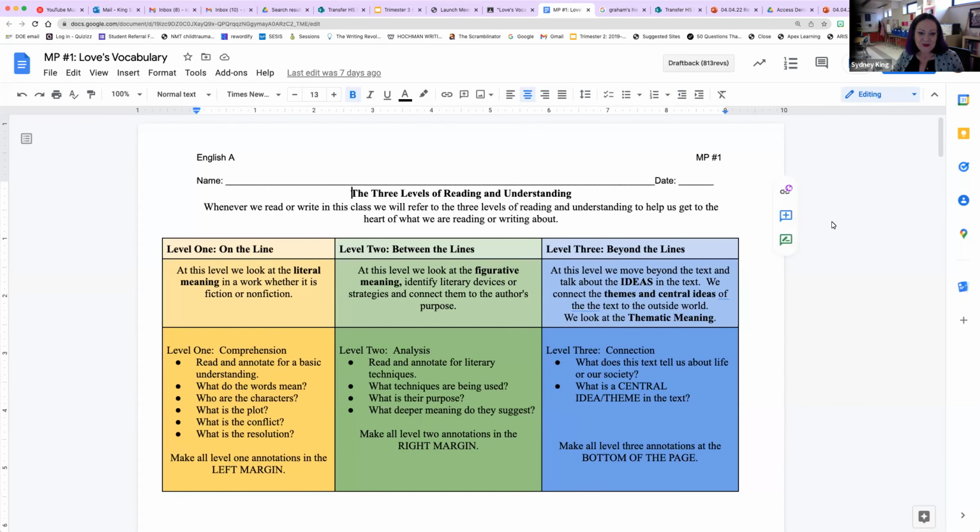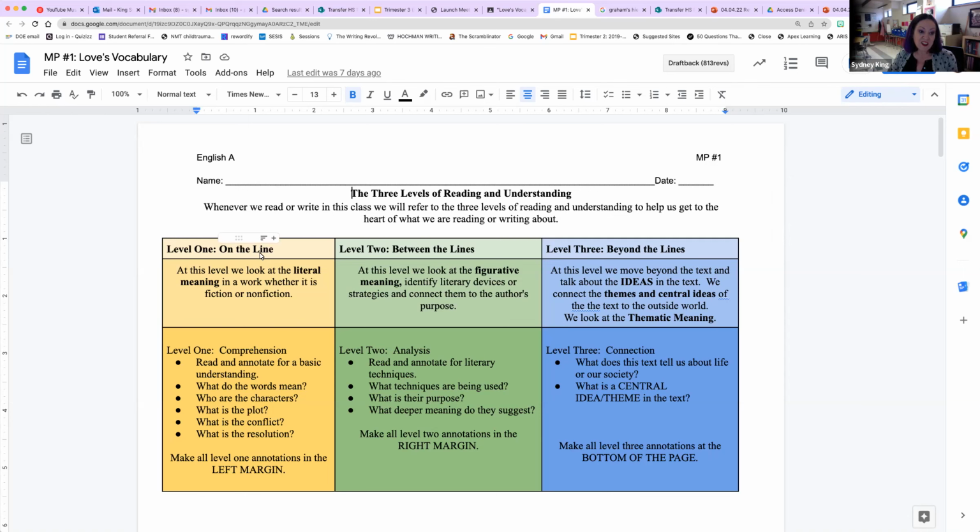All right, so we're going to do a 3 levels read and understanding of Love's Vocabulary by Diane Ackerman. This is for our first major assessment for Unit 1 of English A, Trimester 3. All right, so the 3 levels of reading.